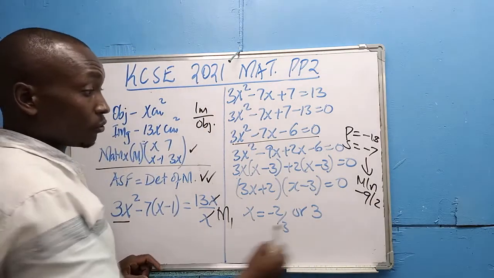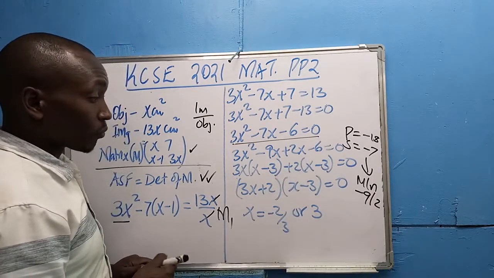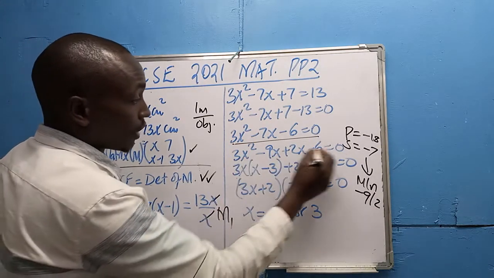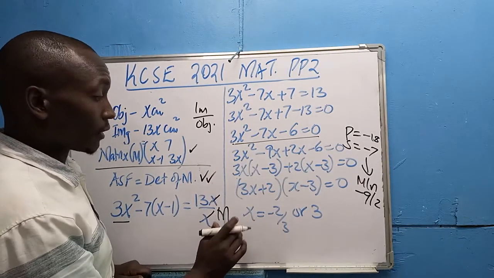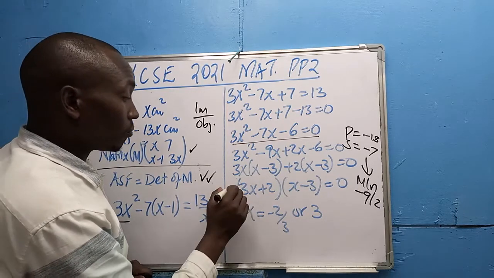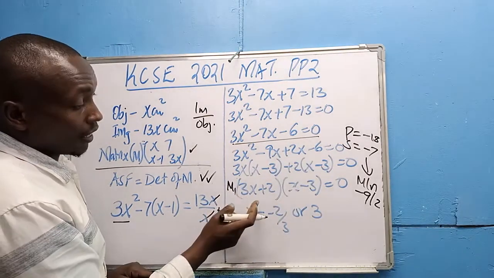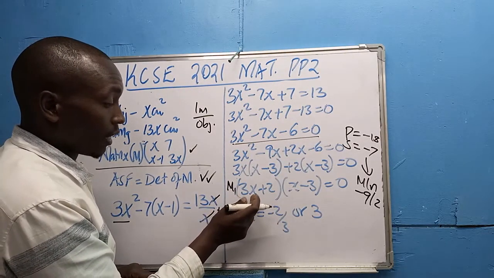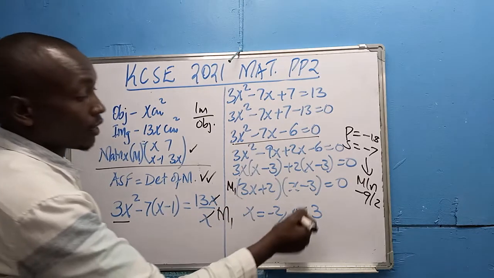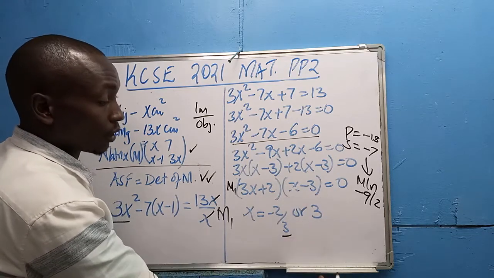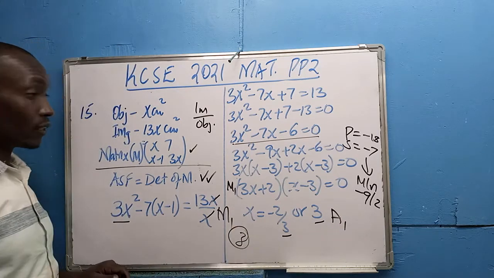If I do multiplication, negative 18. If I do addition, negative 7. So it's a matter of factorizing. We do factorization just like I've done, and you end up with the answer. Now, where does the student score? The other M mark is here, where the expression is fully factorized. Then you equate. I can say 3x plus 2 equals 0, so x will be negative 2 over 3. Then x minus 3 equals 0, then x equals 3. And that's where the student scores the other mark. That is question number 15.